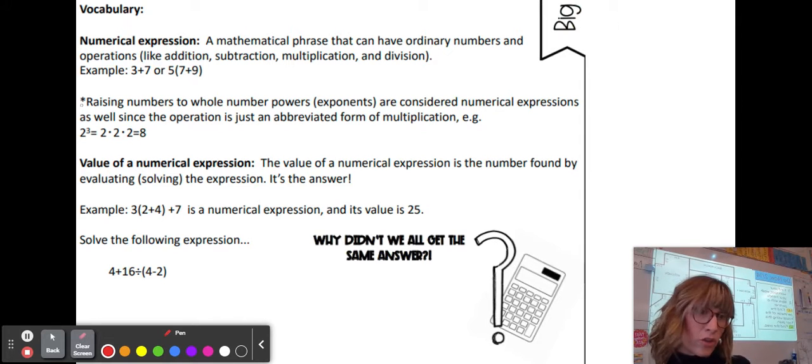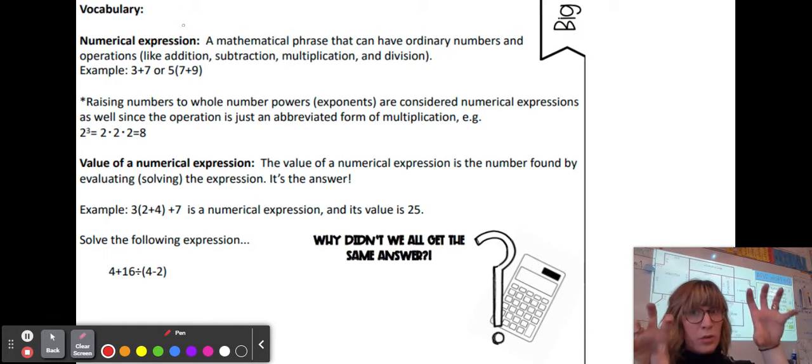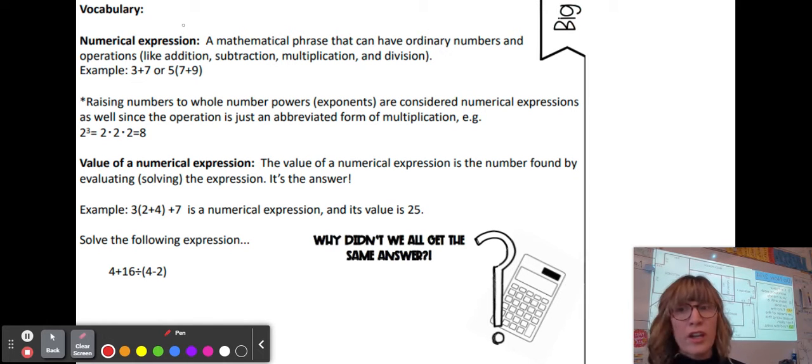So a numerical expression is different than an equation. In an equation, you hear the word equal inside, meaning whatever's on one side of the equal sign has to be balanced with the other side. In an expression, there isn't an equal sign. Instead, it's a mathematical phrase that can have any sorts of numbers and any sorts of operations. It can be whole numbers, not whole numbers, positive, negative, and it can have operations like adding, subtracting, multiplying, dividing.